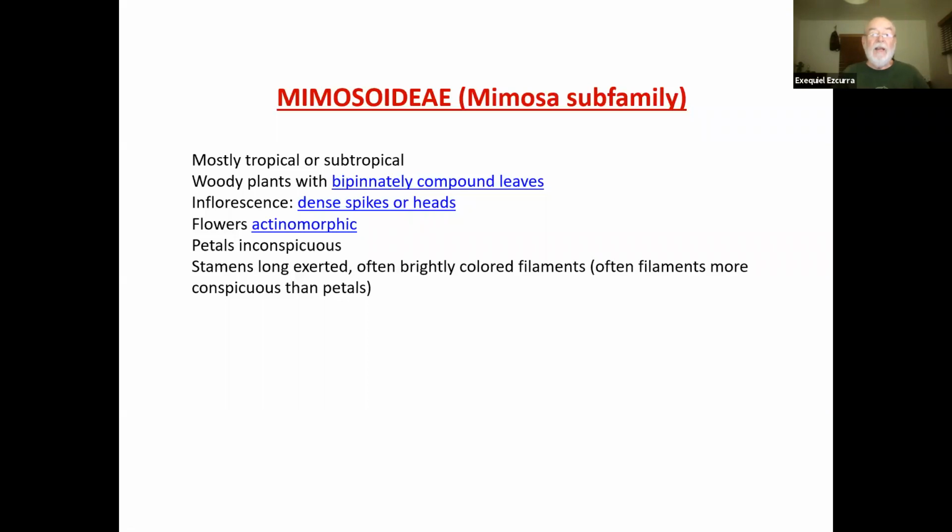Okay, then on the other extreme of flower morphology, there is a subfamily known as the Mimosoideae, because it has the name of the first species described within that subfamily, the mimosa. And the Mimosoideae are mostly tropical or subtropical. There are a few Mimosoideae growing in the California deserts.